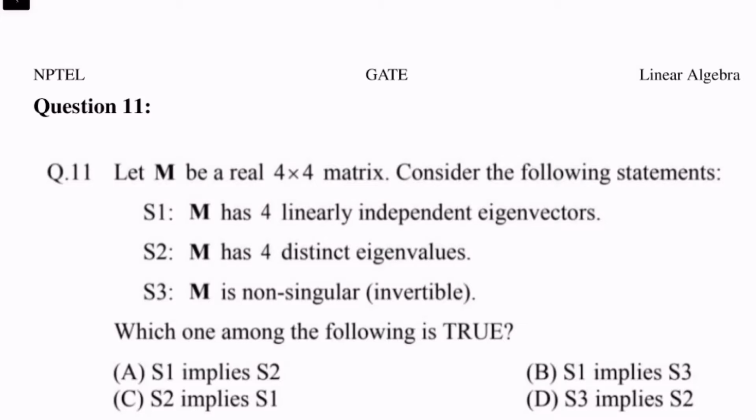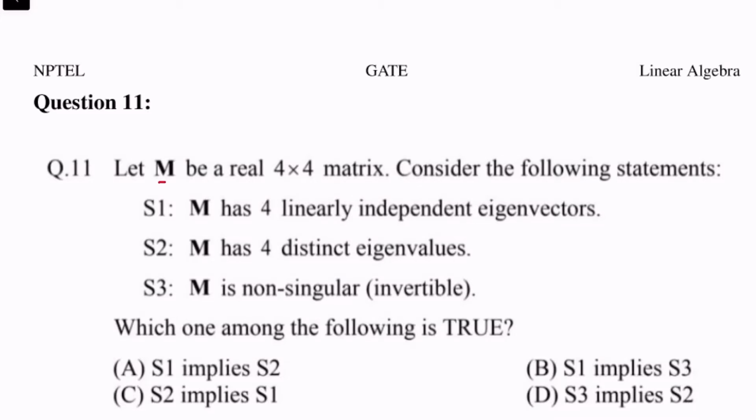So in this question, we are given that M is a real 4x4 matrix and M has the following statements associated with it. We would like to know which of the statements imply which of them. Is it true that if M has 4 linearly independent eigenvectors, then M must have 4 distinct eigenvalues? It's not necessary that this is true.